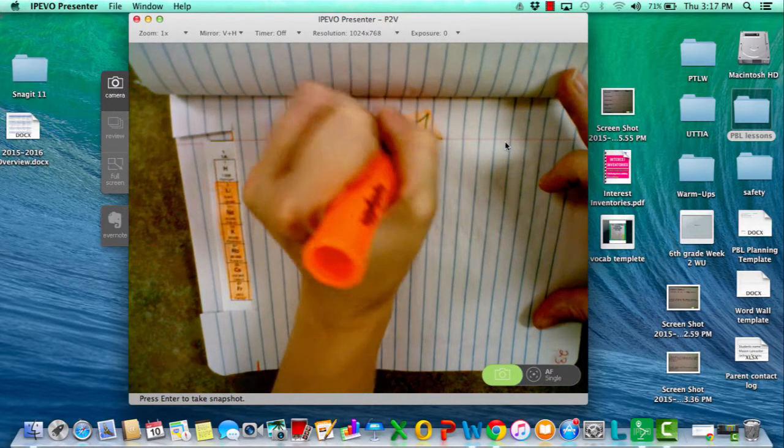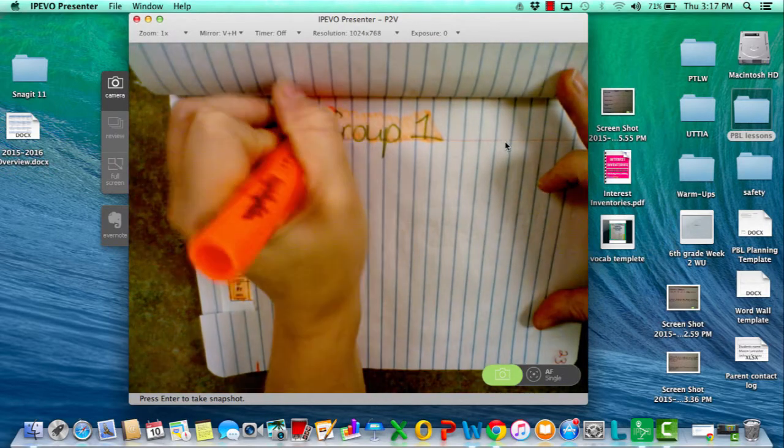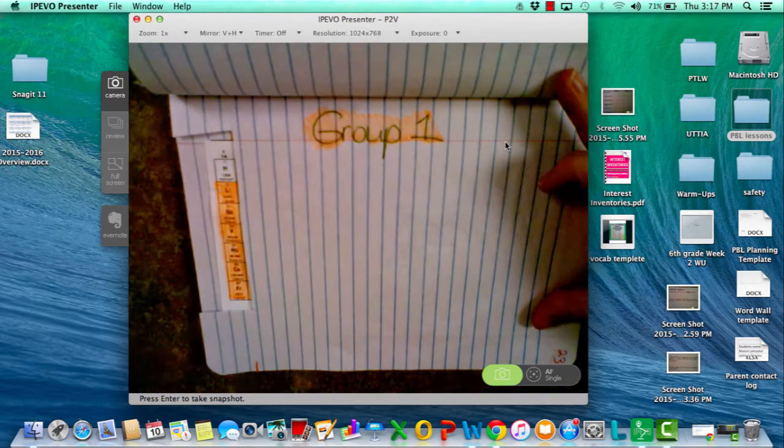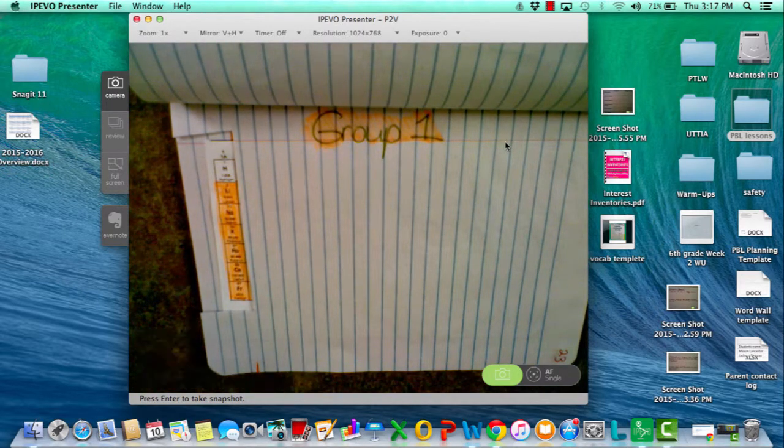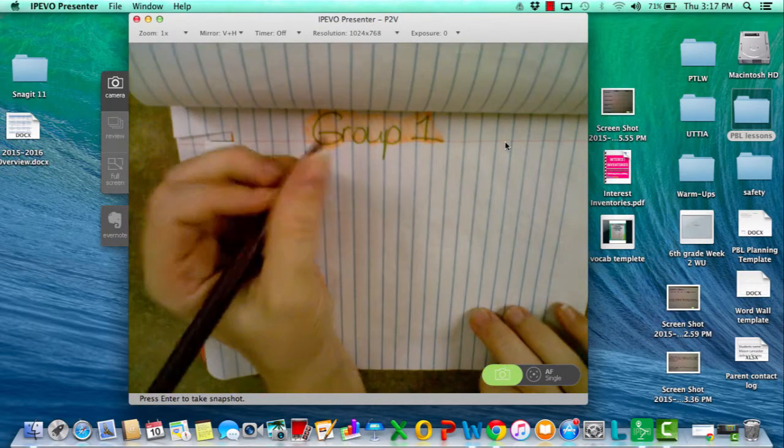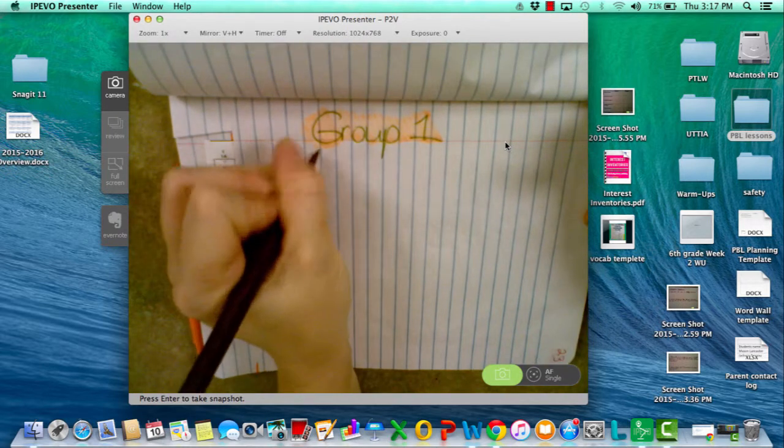And then I'm going to take the same color and highlight group 1 so I know that these two colors go together. So group 1 is actually called the alkali metals.